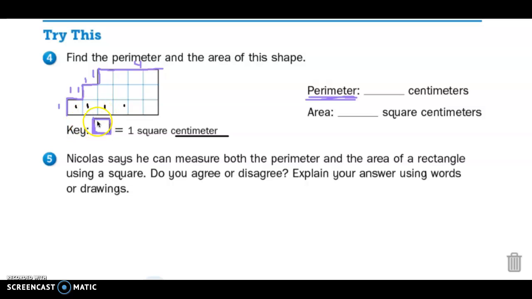Do you agree that Nicholas can find the area and the perimeter using a square template? Yes or no, I agree or I disagree, and why. When you're finished with this, go on to Math Boxes, send both pictures to your teacher, make sure you're sending both pages, and keep up the great work.